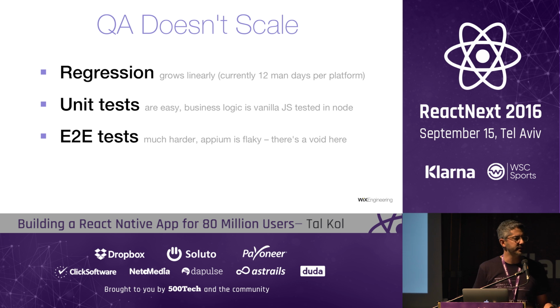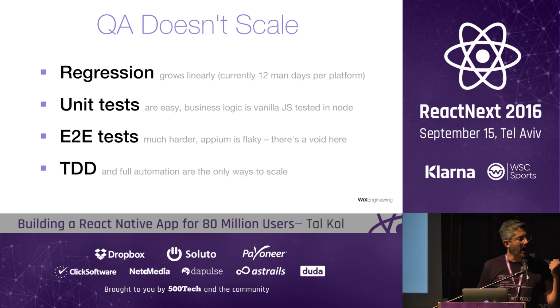What about end-to-end tests? The tip of the testing pyramid. Now, these are very important, and right now we're using Appium to do it. It's UI automation. I don't know if you're familiar with it. It's kind of like Selenium, just for mobile. And it's not working well for us, and I'll talk about it in a second. We have a void there. It's a problem that we currently don't know how to solve. We firmly believe in TDD, test-driven development, in Wix, and as soon as we fix all the testing issues that we have, we believe that full automation is the only way that we could scale our app.